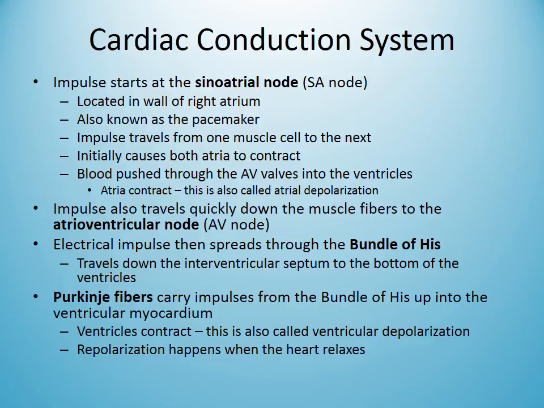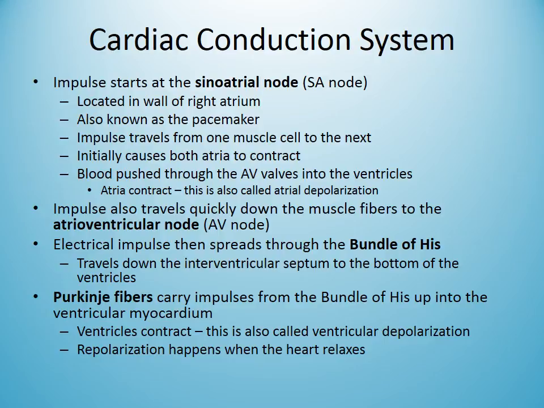The impulse travels from one muscle cell to the next, and we talked about muscle cells and how they kind of move in a wave-like fashion, right? So it initially causes both atria to contract, and the blood pushes through the AV valve into the ventricles. Atria contracting is also called atrial depolarization. So when I talk about a muscle depolarizing, when we're talking about the cardiac conduction system, I'm talking about the heart contracting. So atrial depolarization is when the atria contract and push the blood down into the ventricles.